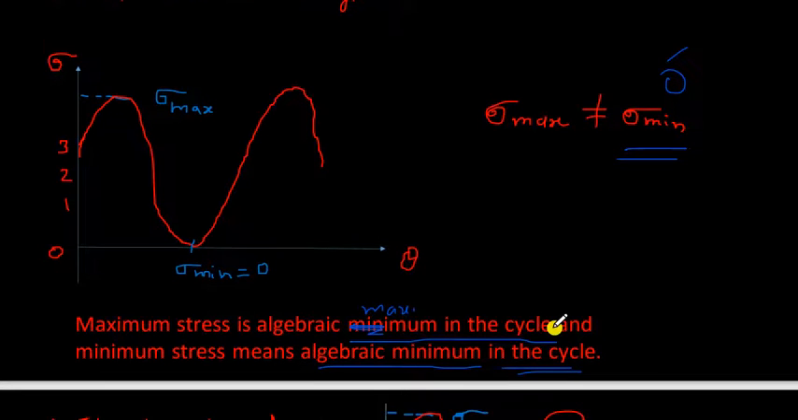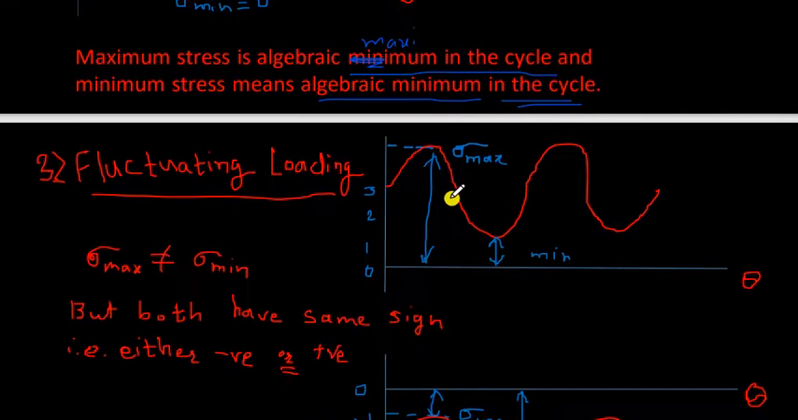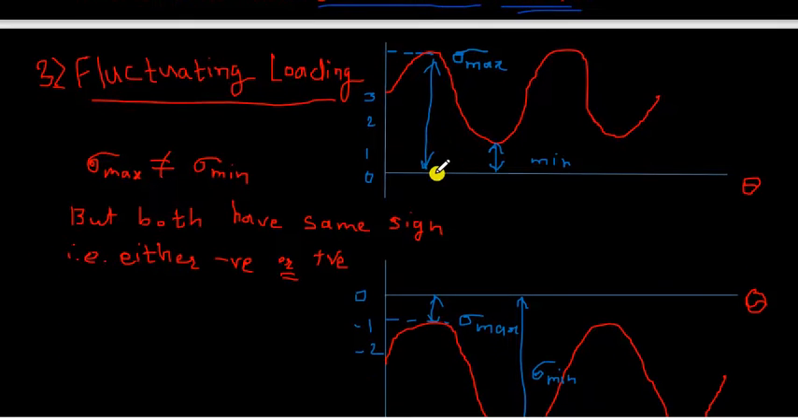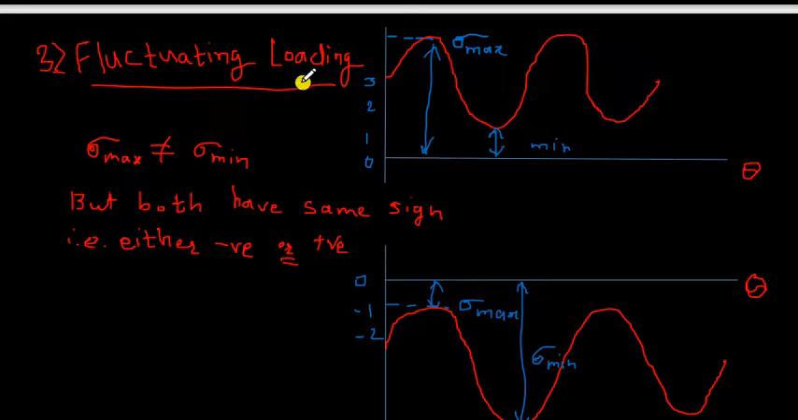Now the third case is fluctuating load. Here the stress values may be tensile, having a positive sign, or they may have a negative sign. That means both sigma max and sigma min will have the same sign. Either both will be negative or both will be positive. These are the three types of dynamic loading conditions.